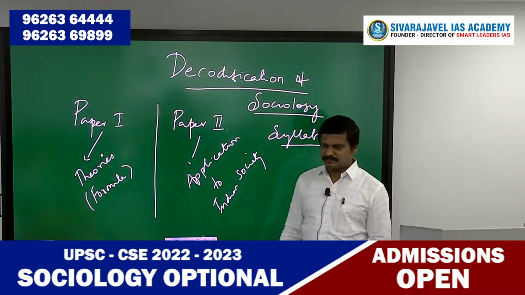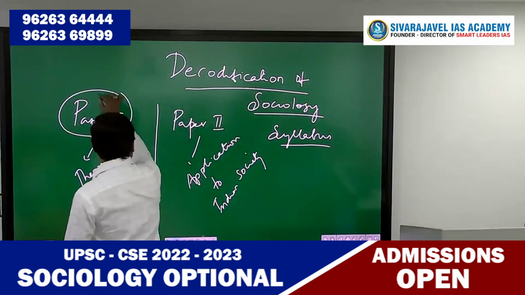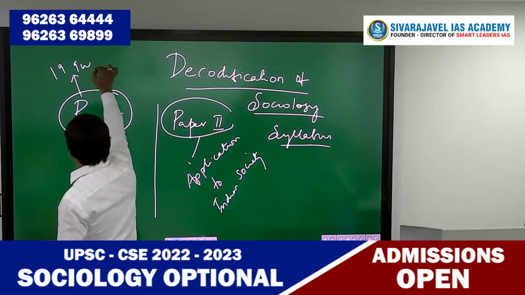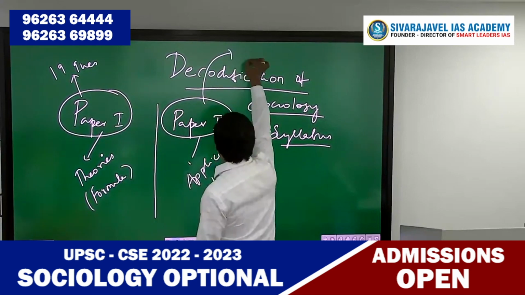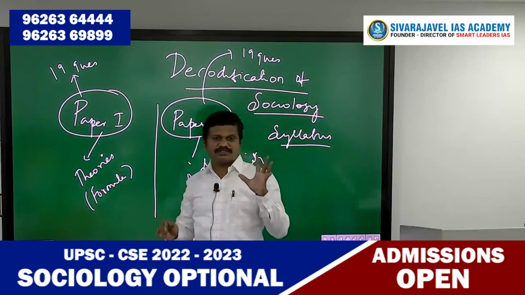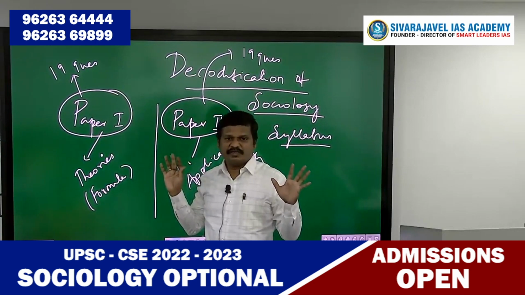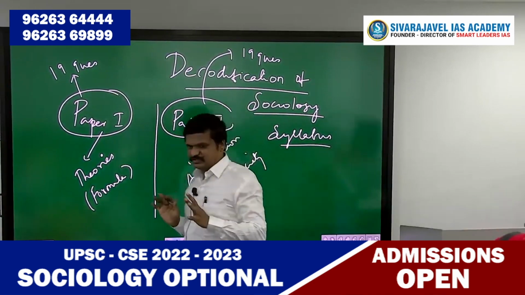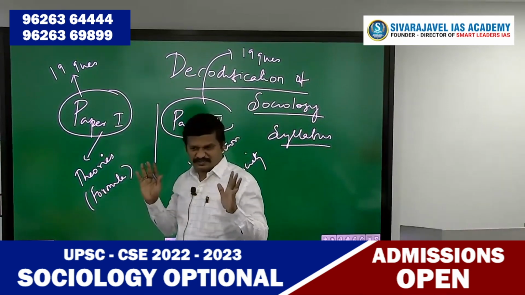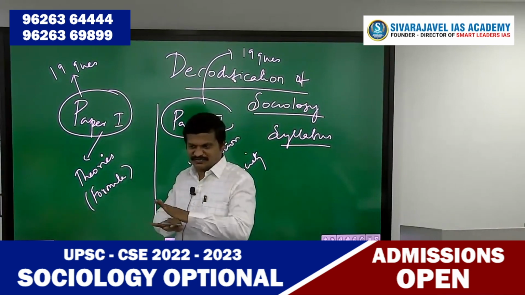Whether it is paper 1 or paper 2, they are asking an equal number of questions. They are asking 19 questions in paper 1 and 19 questions in paper 2. So totally, how many questions should you write? You should write 38 questions in sociology. The entire preparation is boiling down to what? Writing 38 questions. If I know those 38 questions today, sociology is over today.